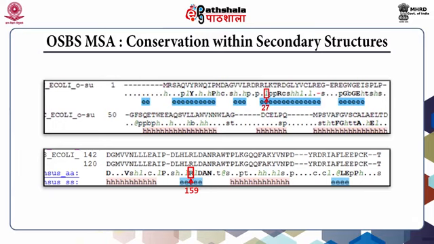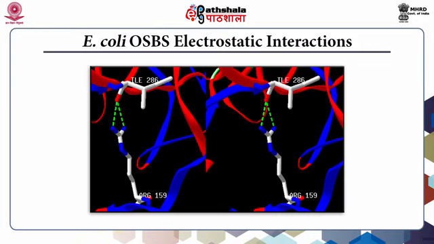Therefore, replacement of arginine with methionine in E. coli reduces its catalytic efficiency by a factor of 200. This suggests the involvement of arginine in folding. The presence of arginine in E. coli OSBS at position 159 reveals its electrostatic interactions with the main chain carbonyl from isoleucine 286, connecting two regular secondary structures separated by more than 100 amino acids in the primary sequence.